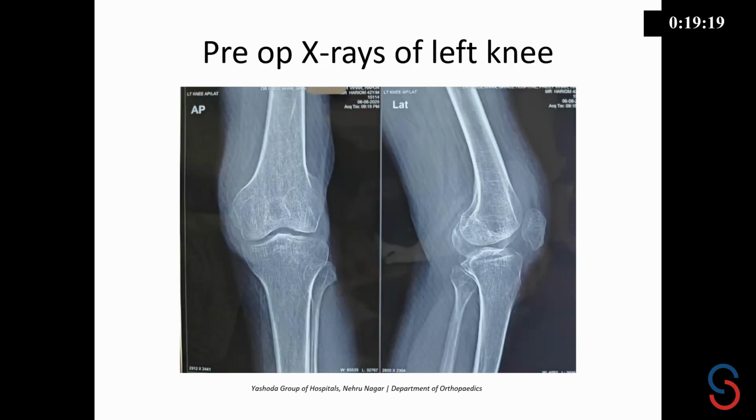So this is the pre-op X-ray of this patient. Could anyone appreciate anything? It's a simple looking fracture. I don't think... can anyone comment? We can see the osteopenic bones, probably because of disuse. Yeah, it is a simple looking X-ray. Nothing much could be appreciated.